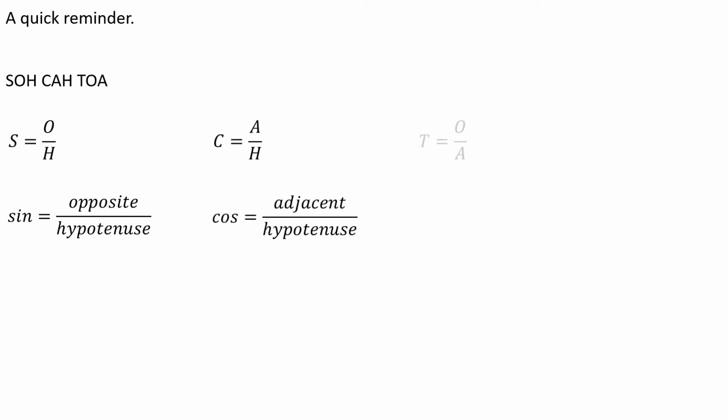Quick reminder. SOHCAHTOA. Right? Sine is opposite over hypotenuse. Cosine is adjacent over hypotenuse. Tangent is opposite over adjacent.